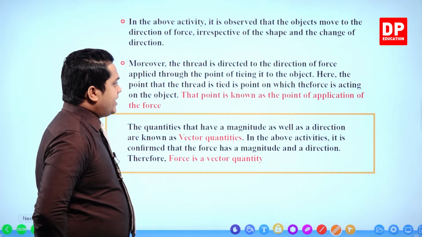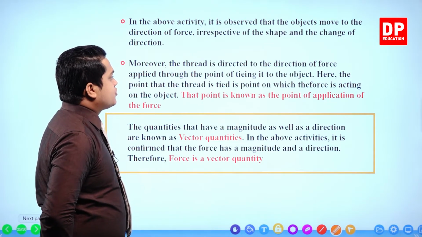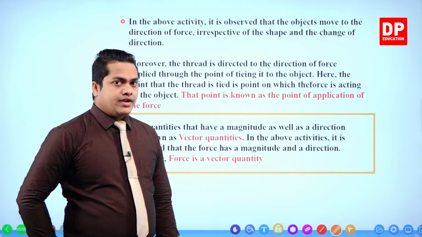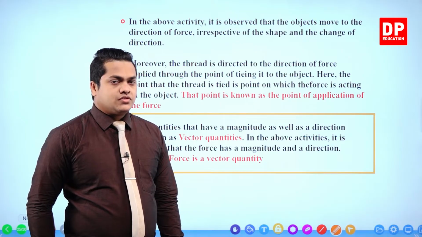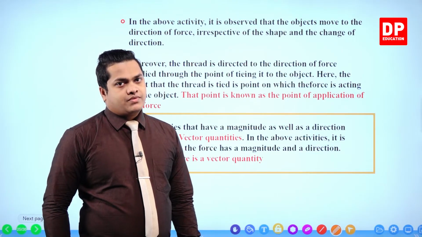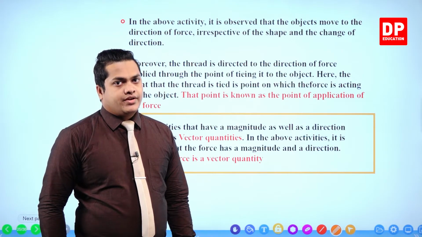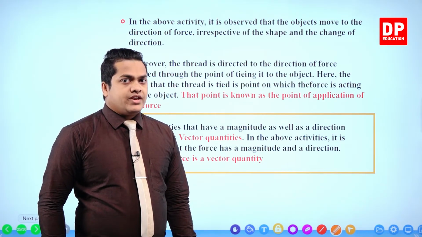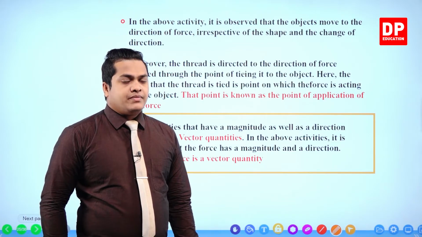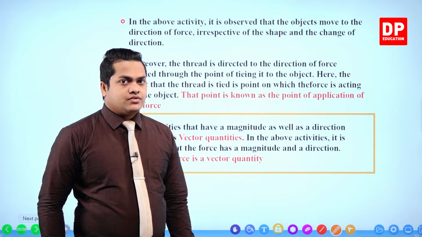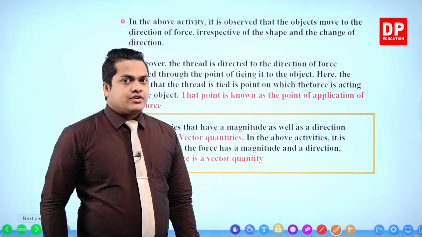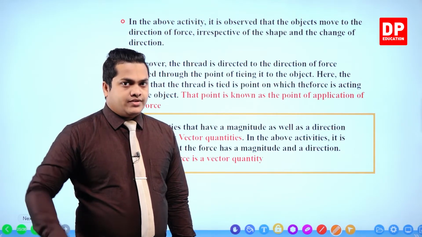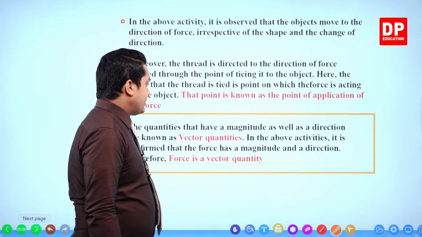That point is known as the point of application of the force. Point of application of the force, my dear children. So, the point where the thread is being held is the point of application of the force. And the direction can be identified by the stretch direction of the thread.